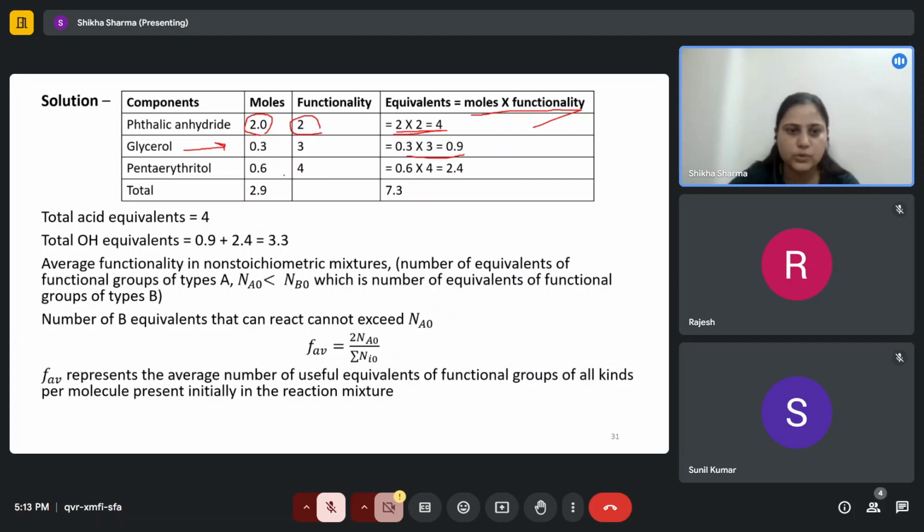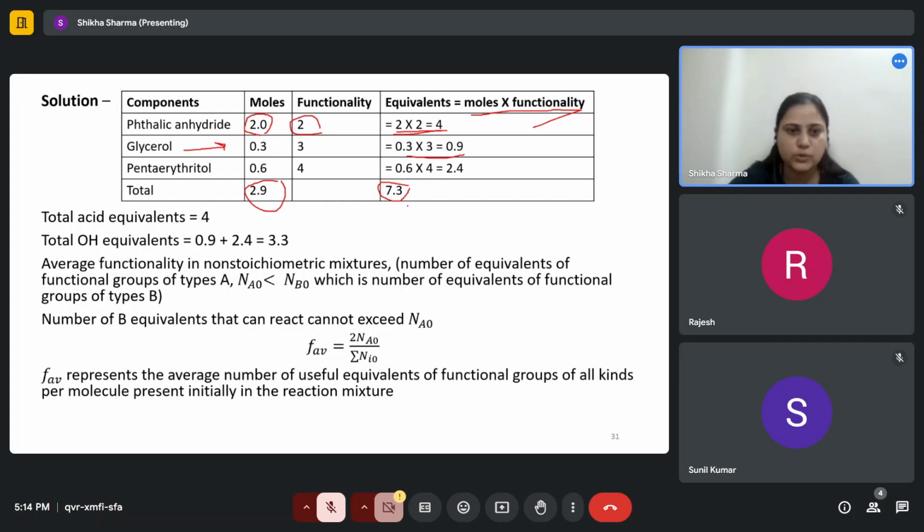So the total moles we have is 2 plus 0.3 plus 0.6, which is nothing but 2.9, and the equivalents are 4 plus 0.9 plus 2.4, which is 7.3. So we can make a table of the different components, and since the moles are given and we know the functionality, we can calculate the equivalence, right?